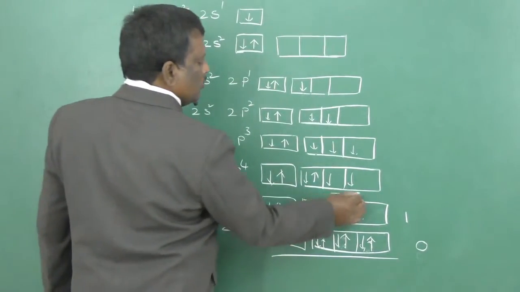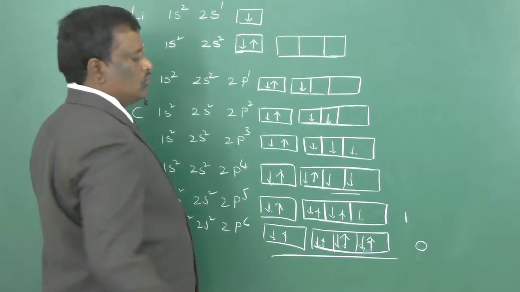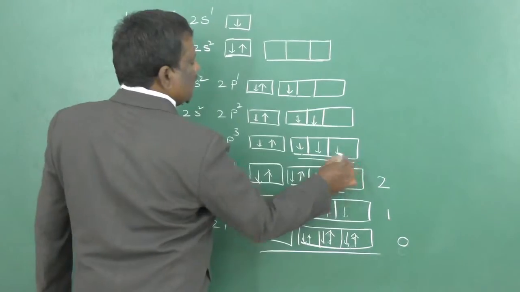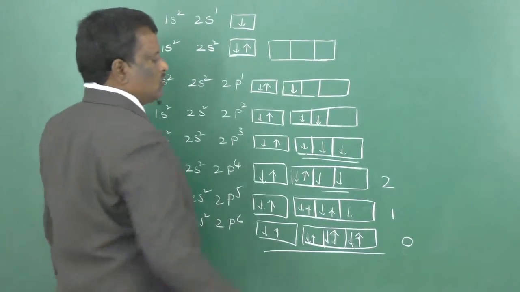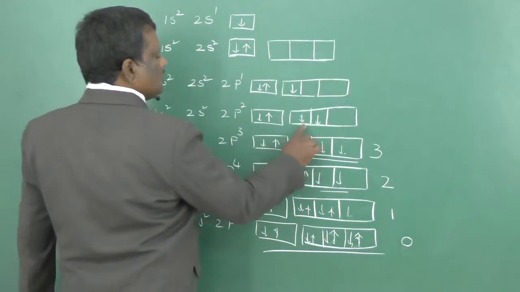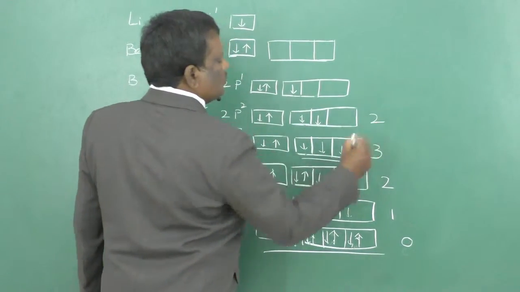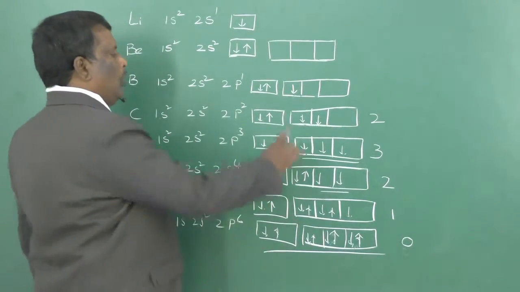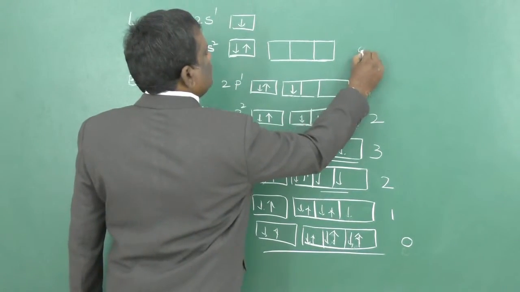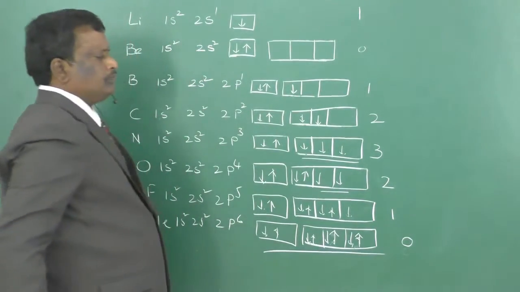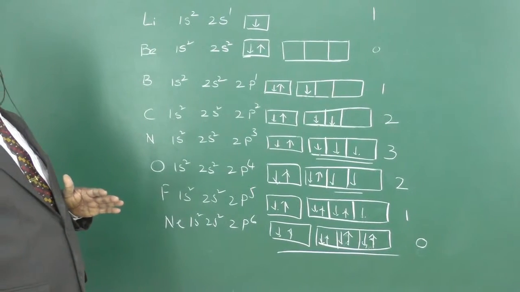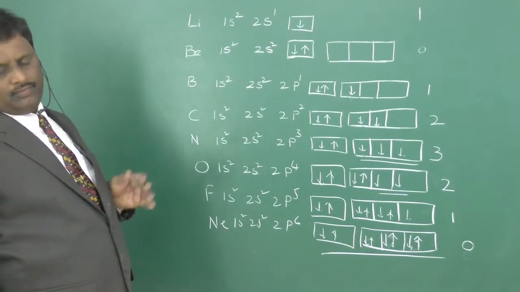Here in oxygen, you have 2 unpaired electrons. So, its valency is 2. Here in nitrogen, you have 3 unpaired electrons. So, its valency is 3. Now, carbon has 2 unpaired electrons. So, its valency is 2. Boron has 1 electron, so 1. Here there is no electron, you can consider it as 0 and 1. So, these are the numbers of unpaired electrons present in an atom.